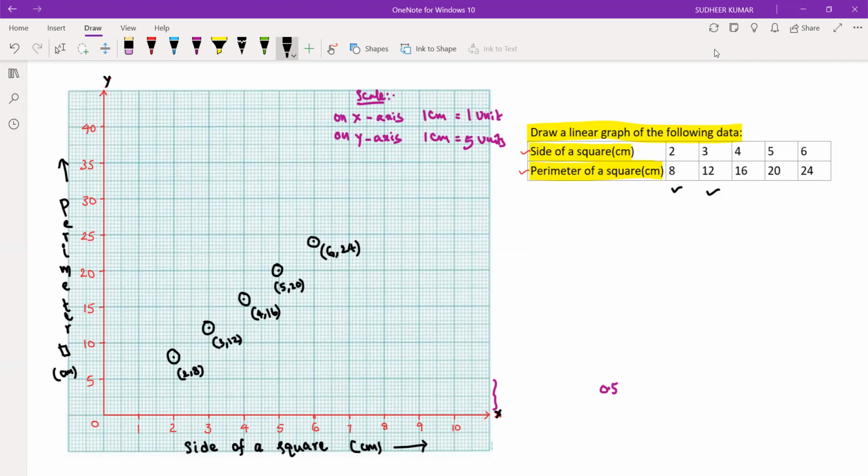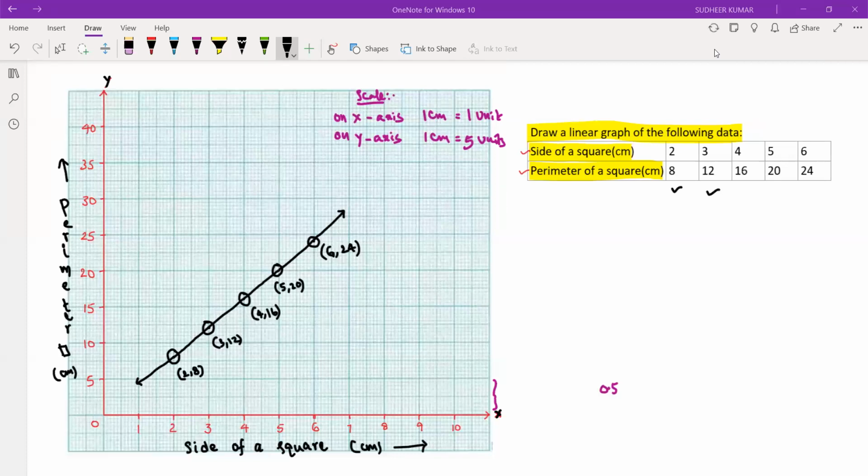Now let's join these points using the scale. So since it's a straight line, it can be extended endlessly on both sides. So this is the required linear graph of the given data.